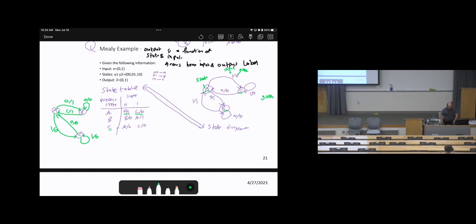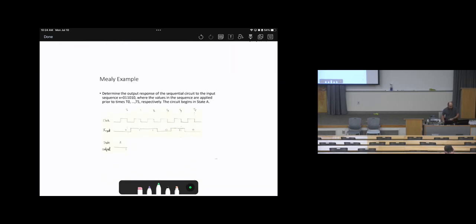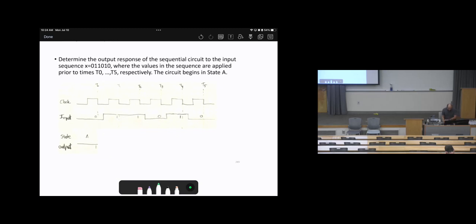Now, let's look at this example, a timing diagram with the Mealy model. Determine the output response of the following sequential circuit. The input sequence is x = 011010, and let's assume this graph is already given, whereas the values of the sequence are applied from t0 until t5, as we see here in these periods. The circuit begins in state A. Now we will assume the update will happen at the falling edge.